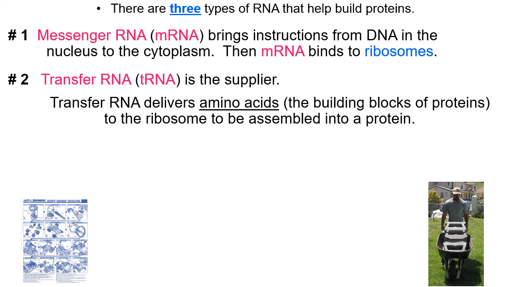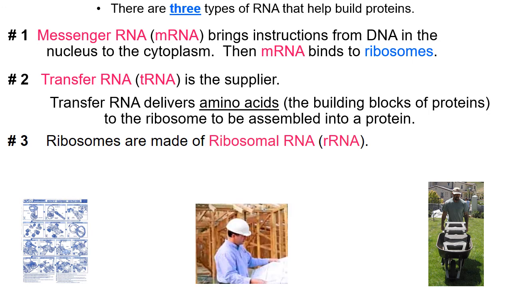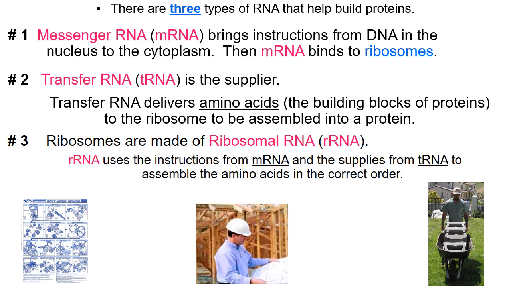You need the supplies. So the tRNA is going to bring the supplies, just like a construction worker would. It's also called the transfer RNA because it transfers the amino acid onto the long polypeptide chain of amino acids. The final piece is the ribosome. The best way to describe the role of the ribosome is that of the building site. The builder gets the blueprints, the mRNA, then the supplies, the tRNA, and then they all get together and construct proteins at the building site, or the rRNA.